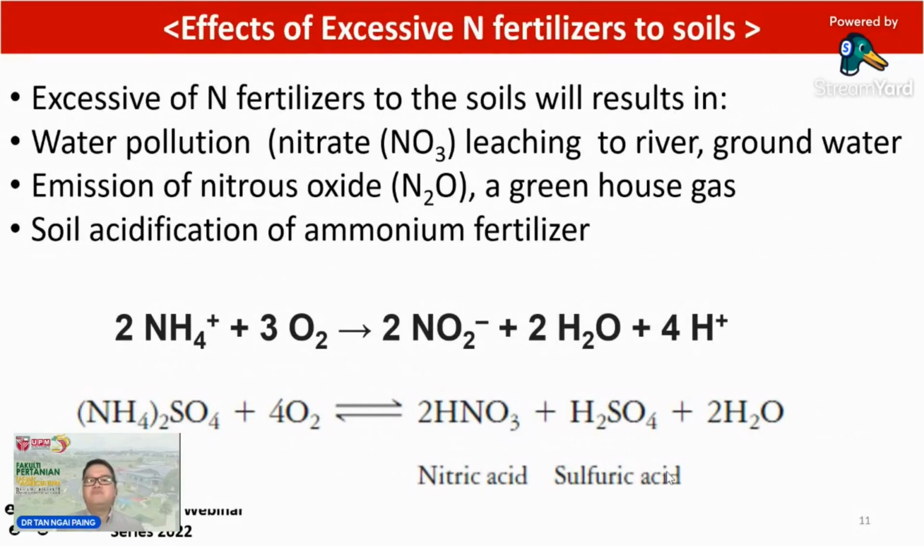So nitrogen fertilizer is very good. It can result in the exponential growth of your tree, if I can say that. But if you put too much nitrogen fertilizer, what will happen? Three things. First, water pollution. When nitrate goes into the river and groundwater and you drink it, it's very bad for the human. Second, emission of nitrous oxide.